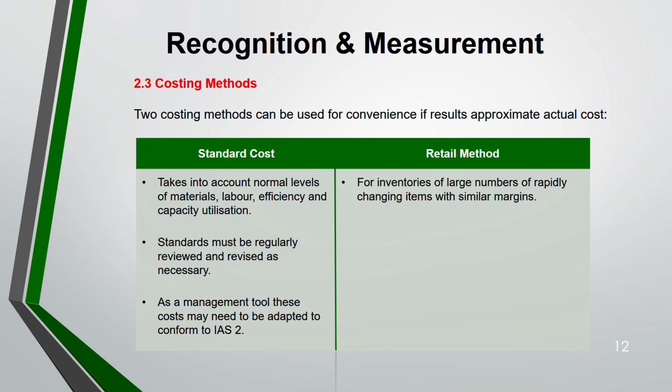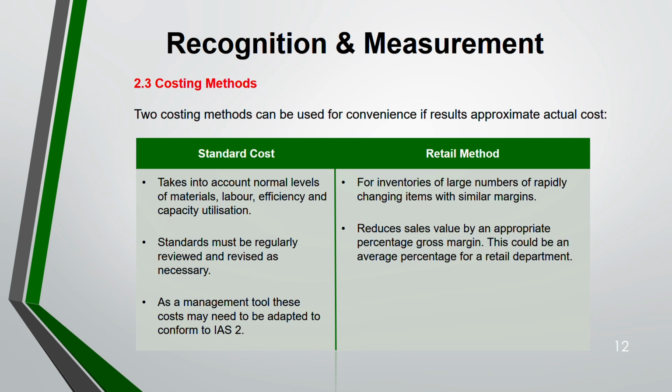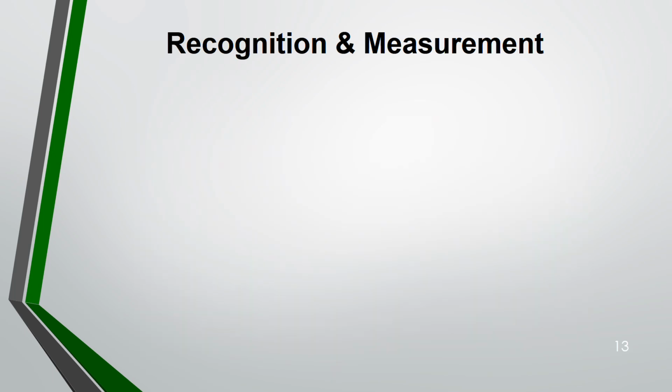Next, retail method. This method is suitable for inventories of large numbers of rapidly changing items with similar margins, and reduces sales value by an appropriate percentage gross margin. This could be an average percentage for each retail department. This is a practical means of measurement for financial reporting purposes.